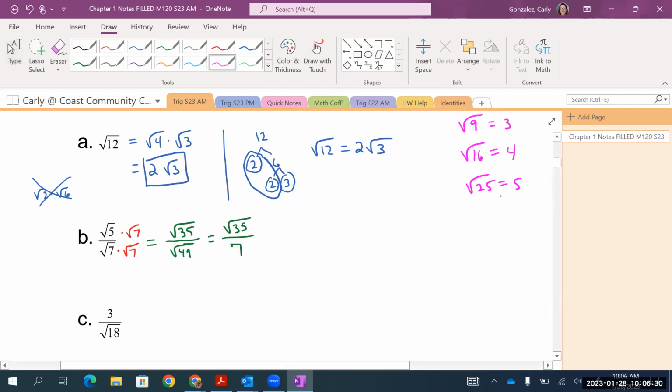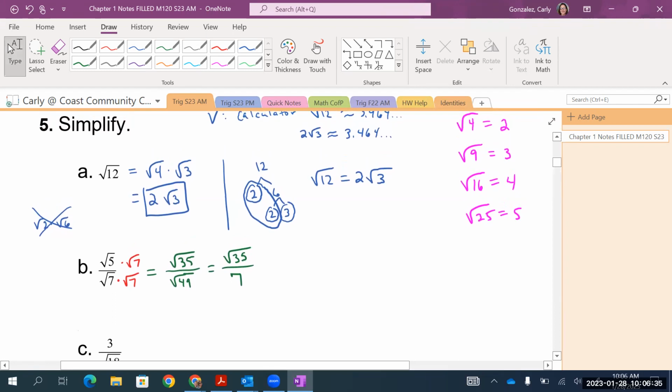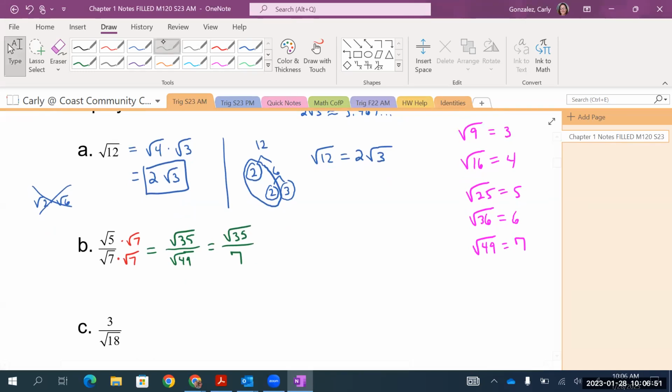And you could also keep going if you wanted to on the list. Notice we already have square root of 4, square root of 9, square root of 16, square root of 25. We could keep going with that. Square root of 36 is 6, and square root of 49 is 7. And so if we have square root of 5 divided by square root of 7, that can be simplified as square root of 35 divided by 7.